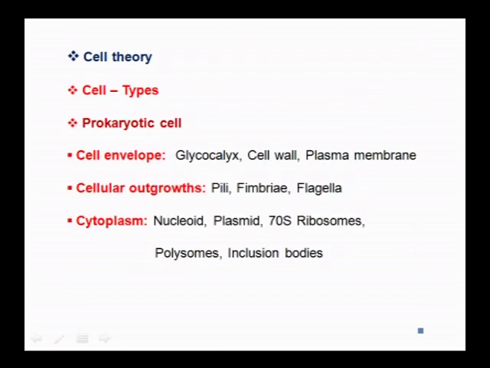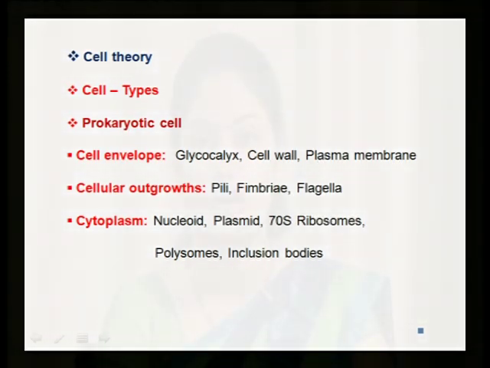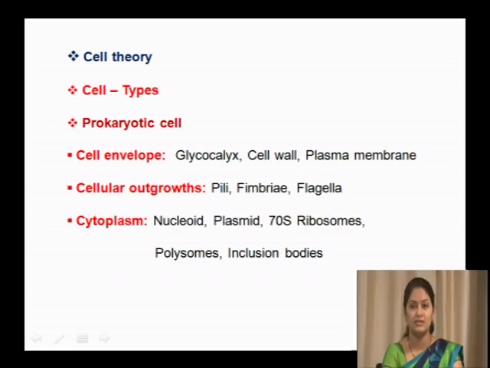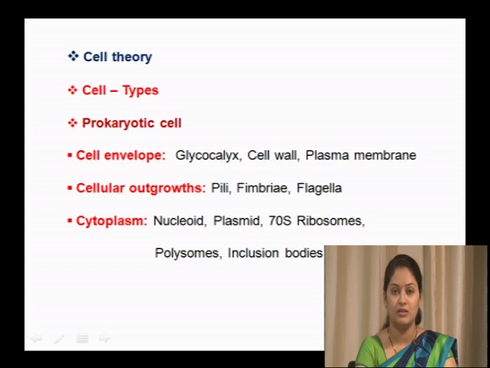First of all, regarding the cell theory. Cell theory was proposed by Schleiden and Schwann, and it was improvised further by Rudolf Virchow. It says that all the organisms' bodies contain cells, and all new cells can arise from pre-existing cells. And then come the cell types. Cells are classified based on their nuclear arrangement into prokaryotic cell and eukaryotic cell.